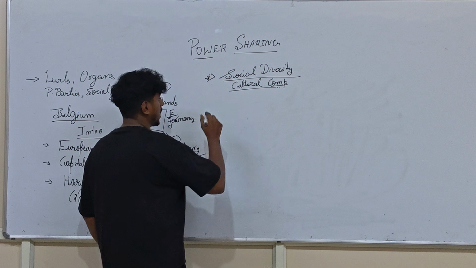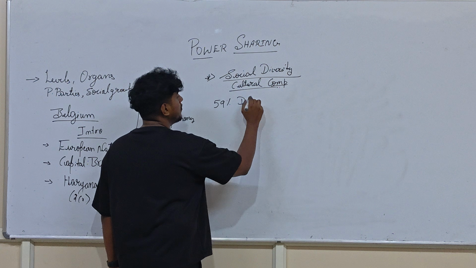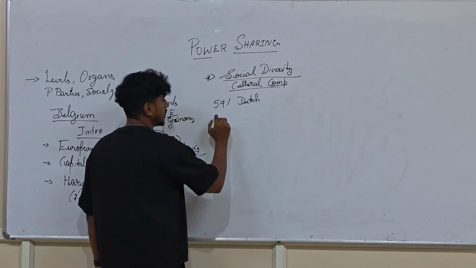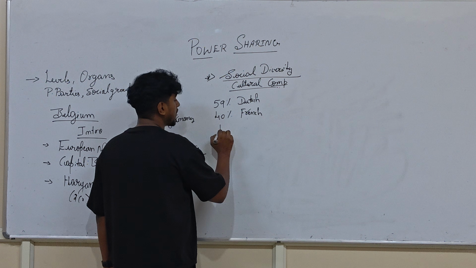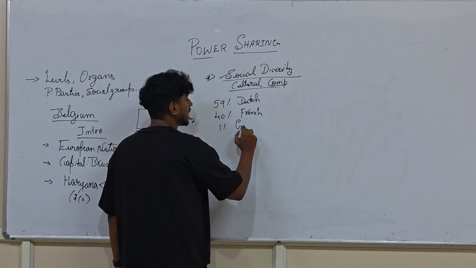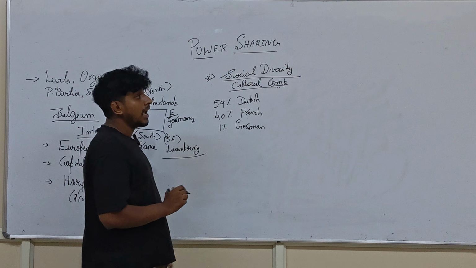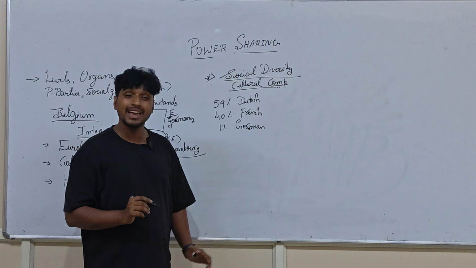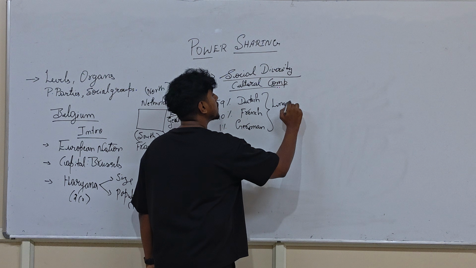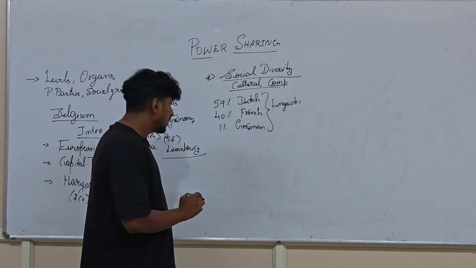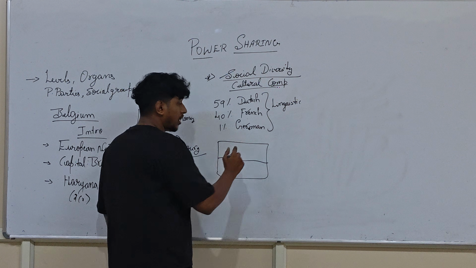Now we'll start. In Belgium, 59% of people speak the Dutch language, 40% speak the French language, and 1% speak the German language. So obviously, as the social diversity of Belgium is based on language, we can also use the term linguistic diversity.